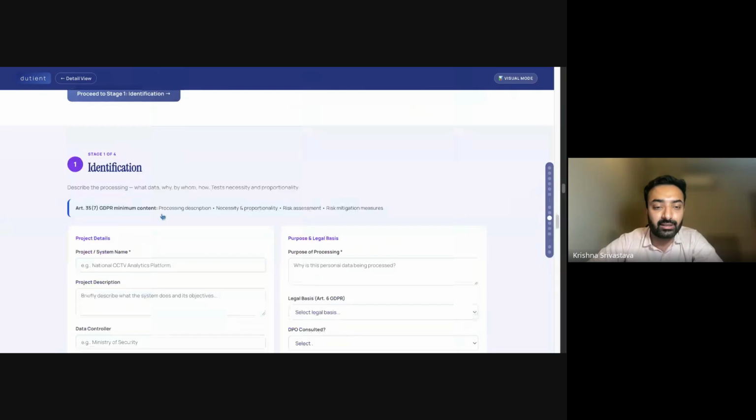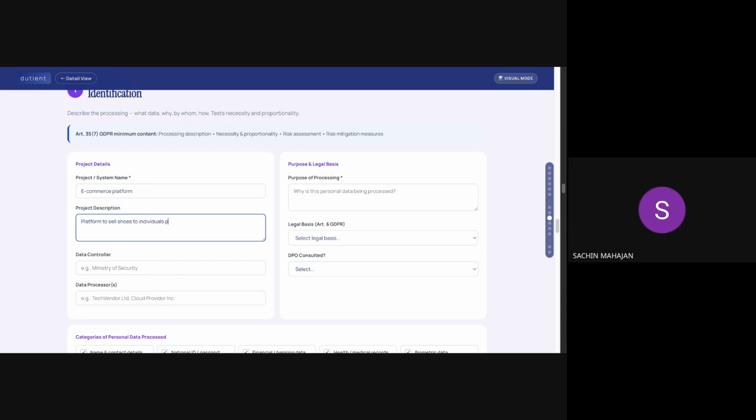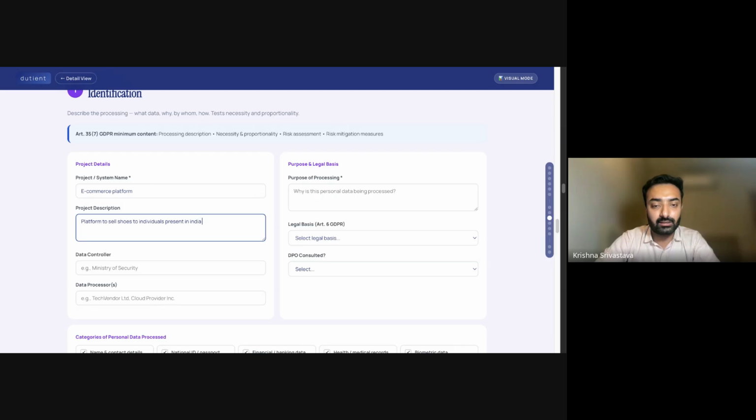Let's go ahead and look at the second piece. Project system name, e-commerce platform, project description, platform to sell shoes to individuals present in India and EU. Purpose of processing to enable purchase and delivery of goods.